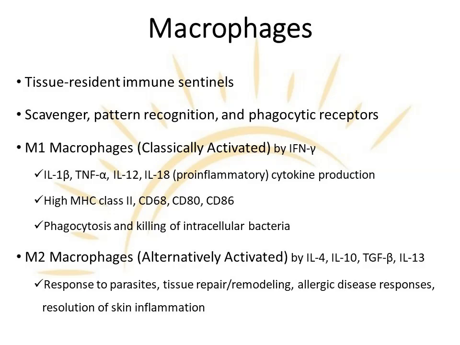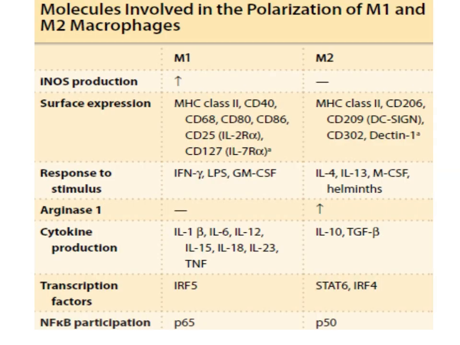Macrophages. Macrophages are essential components of innate immunity and inflammation. They act as tissue-resident immune sentinels, constantly monitoring tissues for infection and injury using scavenger receptors, pattern recognition receptors, and phagocytic receptors. In healthy tissues, macrophages maintain themselves with minimal contribution from circulating monocytes. However, during infection or tissue injury, monocytes migrate into tissues and differentiate into macrophages or dendritic cell-like cells.